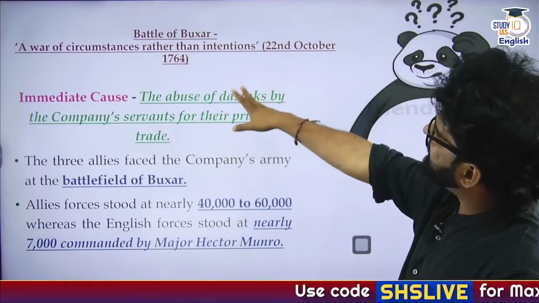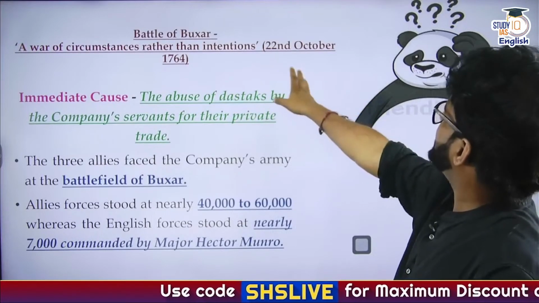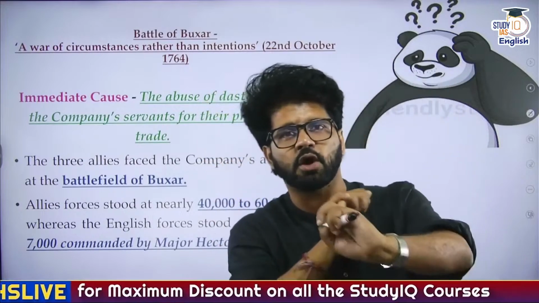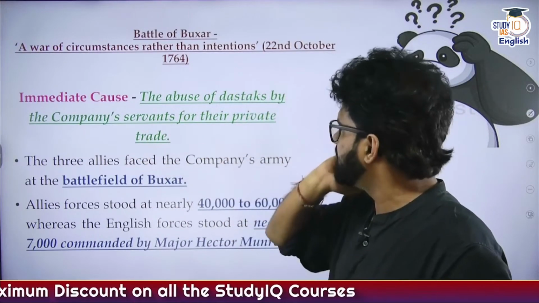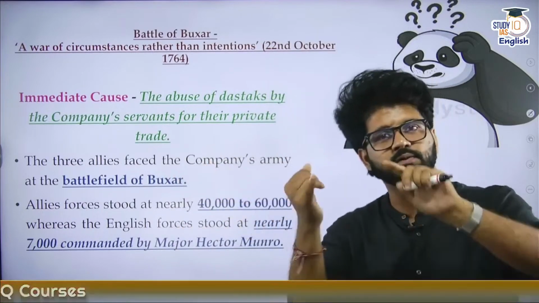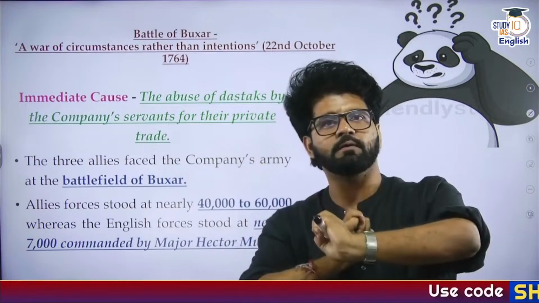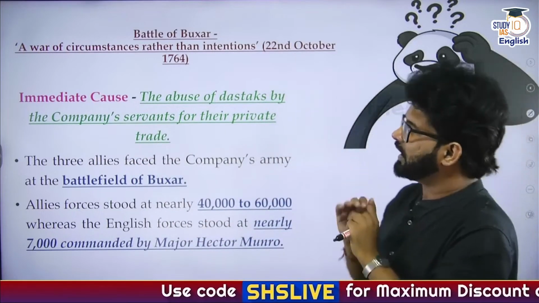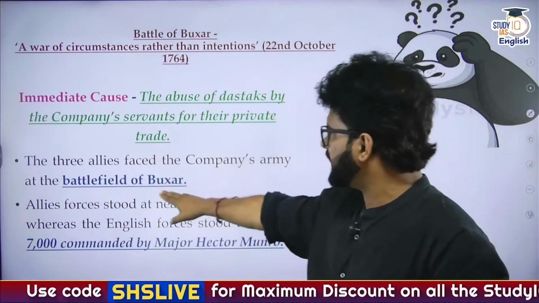Battle of Buxar: it is said that it was a war of circumstances rather than intention. 22nd October 1764. What is the immediate cause? Misuse of dastak. That is what has been written here. And three allies. Who are these three allies? You have Bengal, you have Awadh, you have Mughal King Shah Alam II. So we'll go back and read about Shah Alam II as well. Three allies faced the Company's army at the battlefield of Buxar.